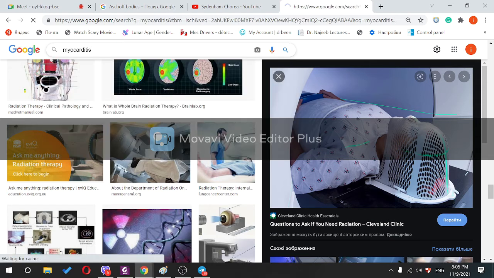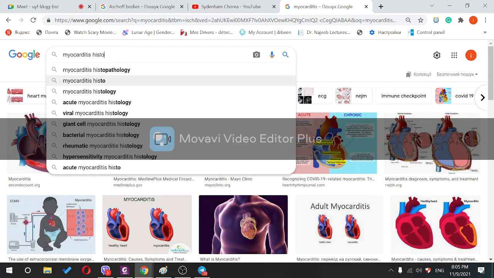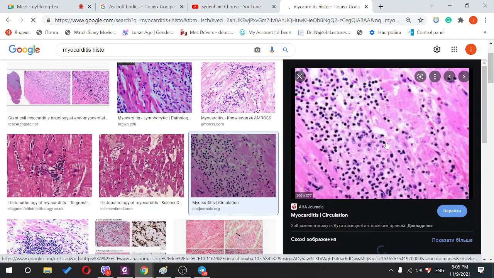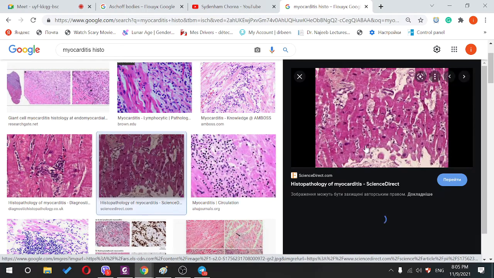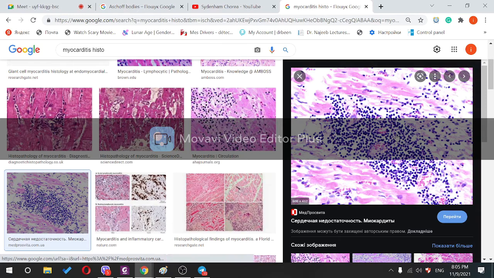Yeah, exactly. So it will be mononuclear. If you take a look at histopathology of the myocarditis, you will see so many mononuclear cells. You can see a few neutrophils here and there, but mostly it will be mononuclear cells, macrophages and lymphocytes basically. So there is an important thing to know.